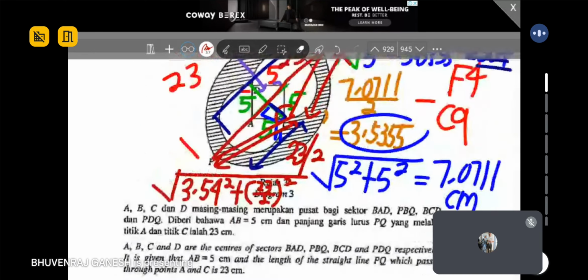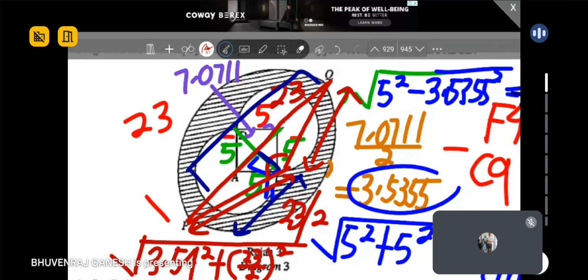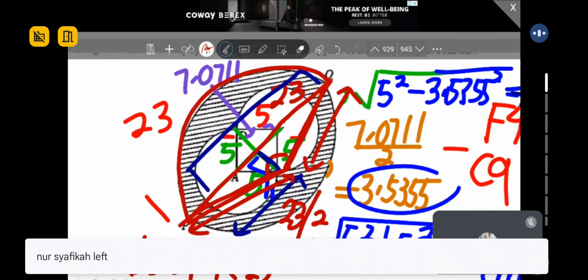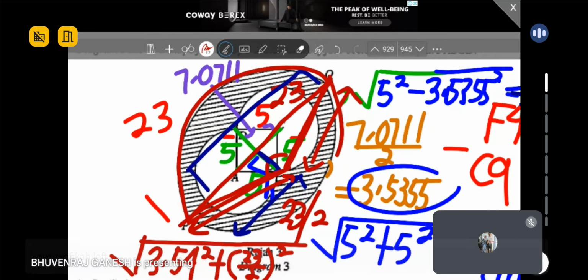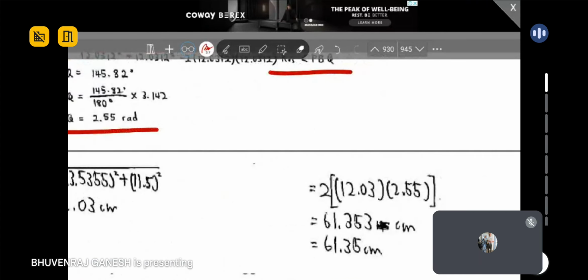So you just take the PB length. You can see a sector over here. Am I right, guys? This is one sector. Can you see, guys? It's like this. This is your sector. So you just take 12.03 times your angle, and then you must times 2. Why, guys? Why do we need to times 2? Because you have another one over here, one on top and one at the bottom. That's why you must take s equals r theta times 2. So this is your working.